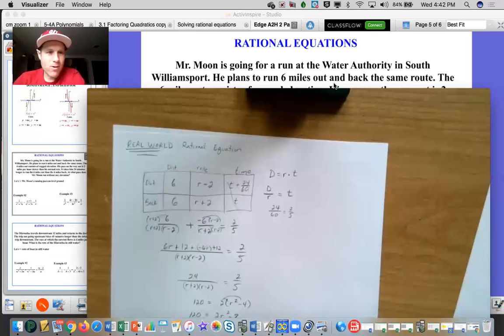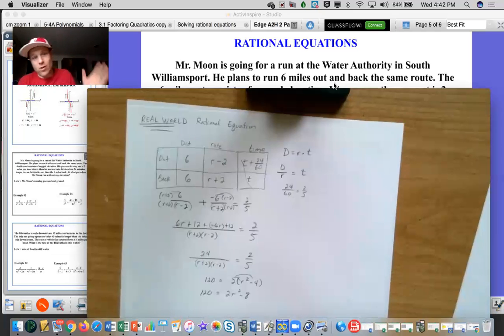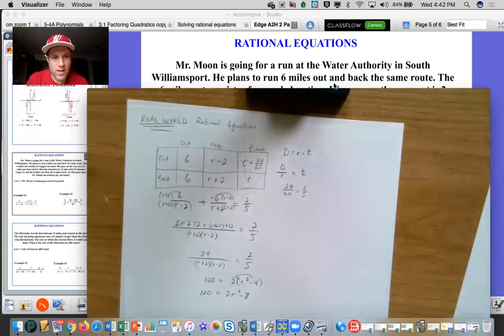All right, so now we're at this point where we have several ways to solve this. Okay, it's quadratic, so I could get it all to one side and get it equal to 0, factor it, and solve it. So that's typically the way we do this.